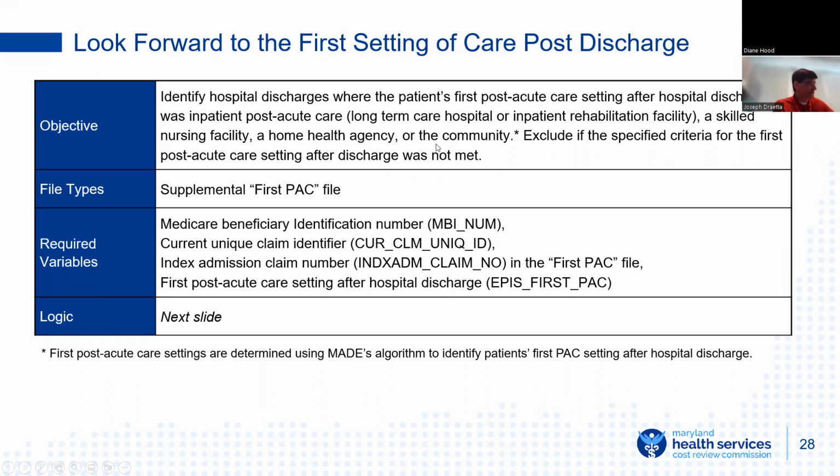The options here, again, are inpatient post-acute care, which is a long-term care hospital or an IRF, skilled nursing facility, home health care, or if none of the above, if the patient had none of those at their first PAC, then they're considered as discharged to the community.